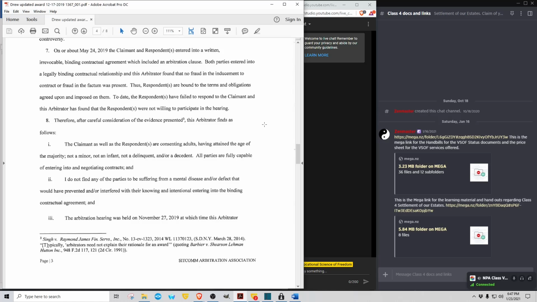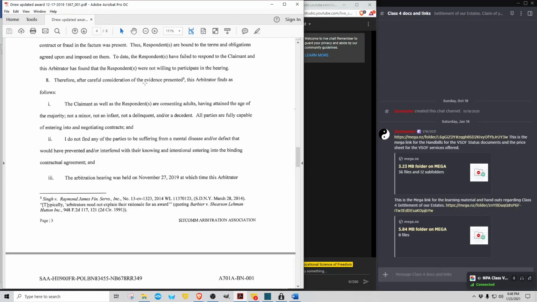To date, the respondents have failed to respond to the claimant, and this arbitrator has found that the respondents were not willing to participate in the hearing. Notice that. What'd they do? They got notice of the hearing. They just didn't decide to show up. Doesn't matter. Therefore, after careful consideration of the evidence presented, this arbitrator finds the following.